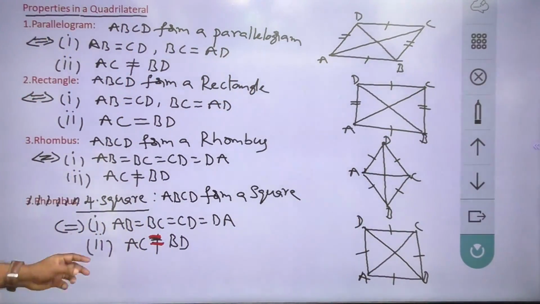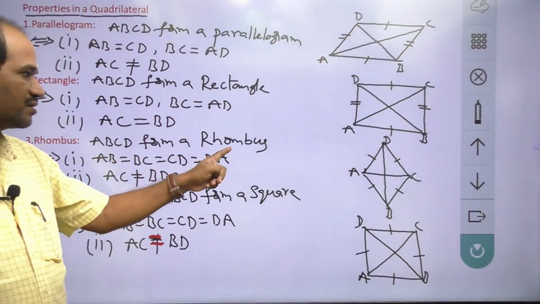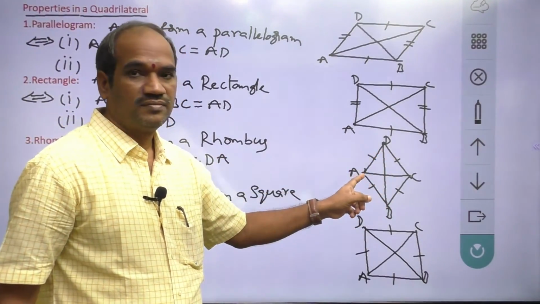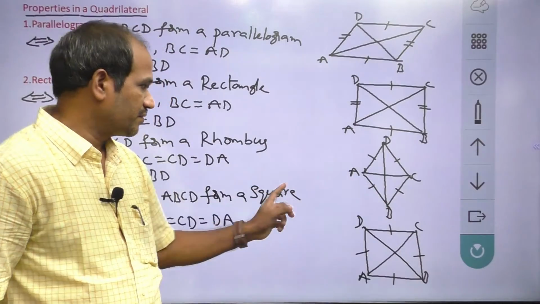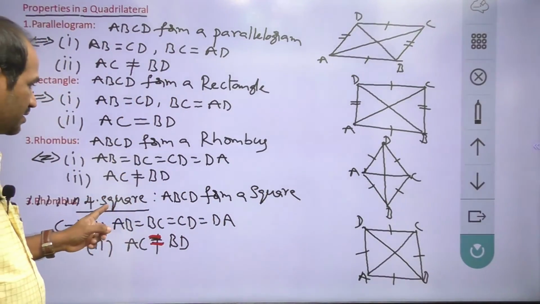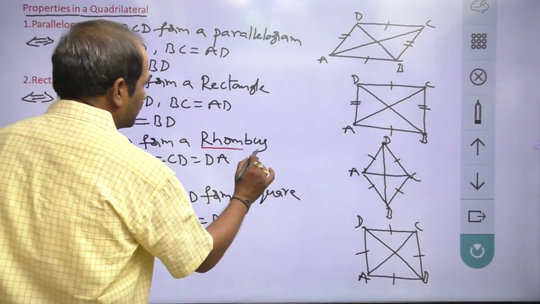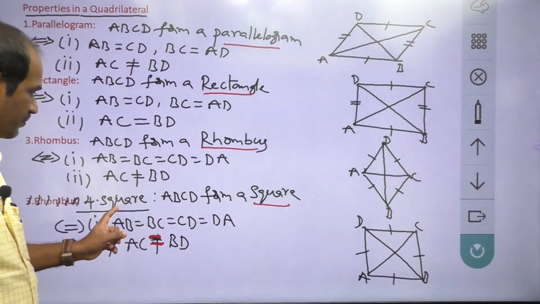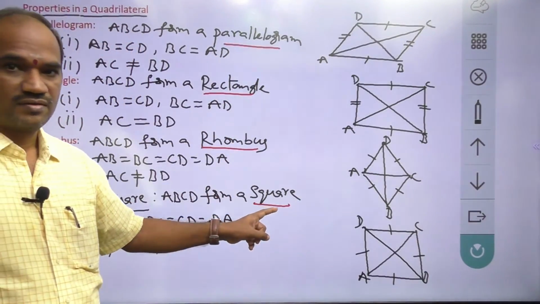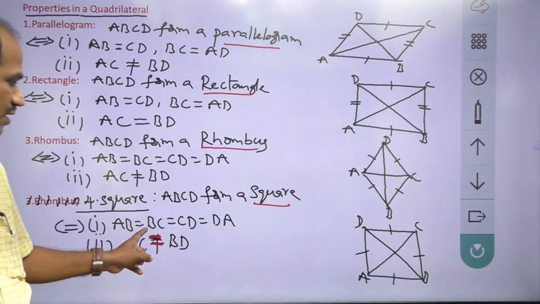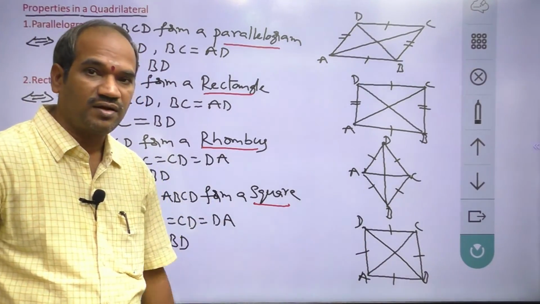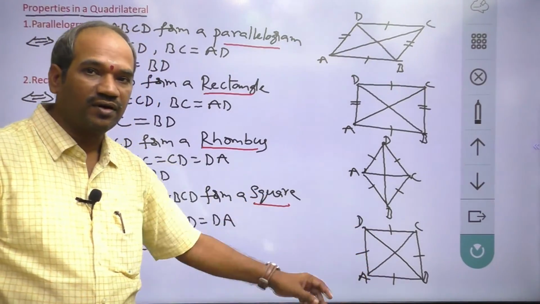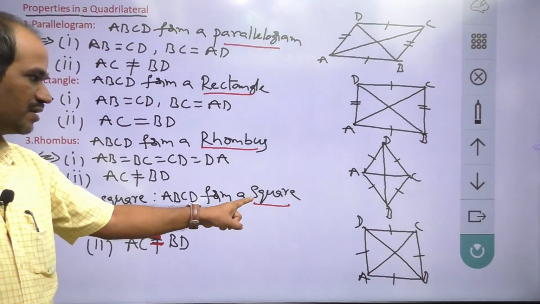A rhombus ABCD forms a rhombus if and only if the lengths of all sides are equal and the diagonals are not equal. In a square, this is the rhombus, this is the square, this is the rectangle, this is the parallelogram. For a square, the first property is that the lengths of all sides are equal, and the second property is that the diagonals are also equal.